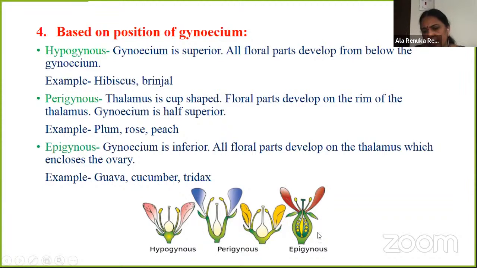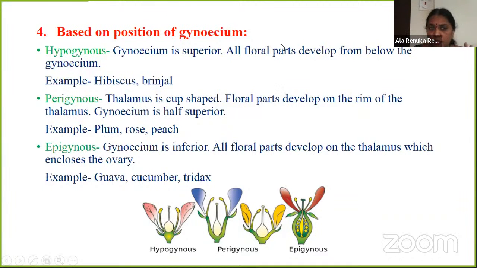Okay, this is called the epigynous condition. Flower is epigynous, above the level of the gynoecium, and the gynoecium is inferior. So where is the gynoecium now? It went inside. So it is inferior. In the hypogynous condition, the gynoecium is superior. In the epigynous condition, the gynoecium is inferior.